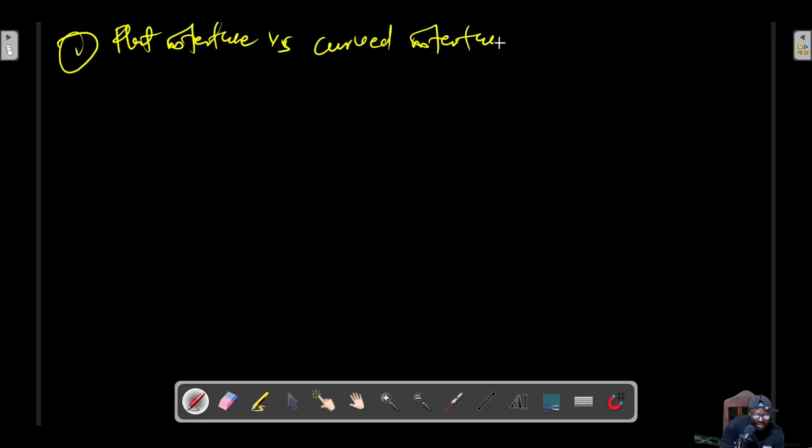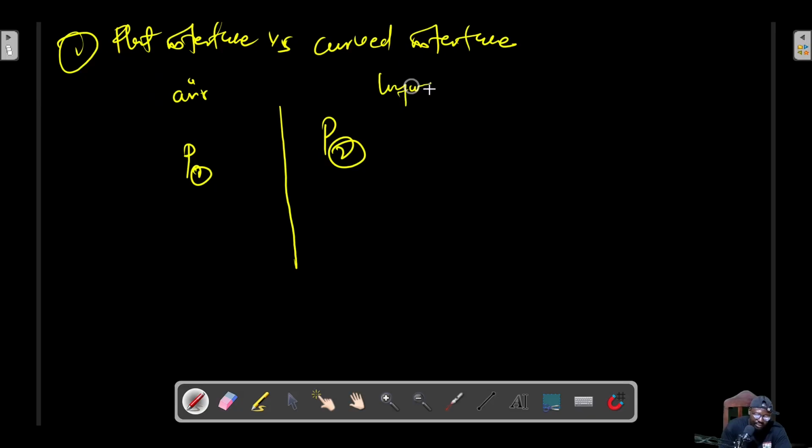Now, in the previous lecture, we compared flat interface with curved interface. What did we say for flat interface? That the pressure on the left side is the same as the pressure on the right side. And why is it so? Assuming the left side has air and the right side has liquid.